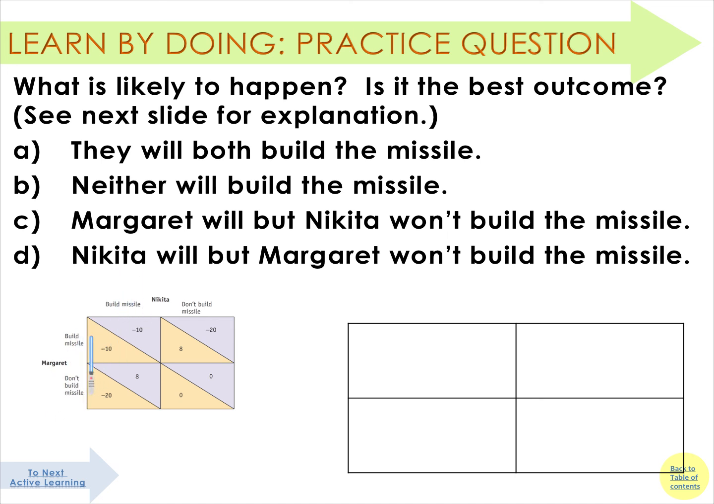So we think he might be tempted to build the missile. Let's see what Margaret says. If she builds the missile, -10 or 8, which is better than -20 or 0. Don't build the missile. So this explains a lot of your arms races. Both sides will build the missile, and everyone's worse off. Classic prisoner's dilemma.